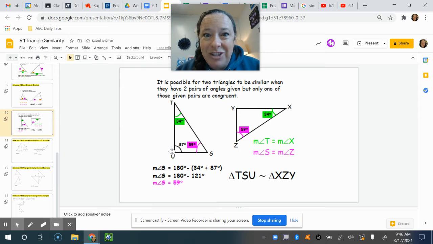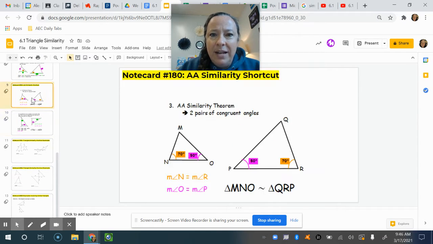So we have enough information. That's what this is meaning. So I just wanted to explain that. It's not always going to be so clear cut like note card 180 where you see both the angles. Sometimes you have to use the triangle angle sum theorem to figure out what that third angle is.